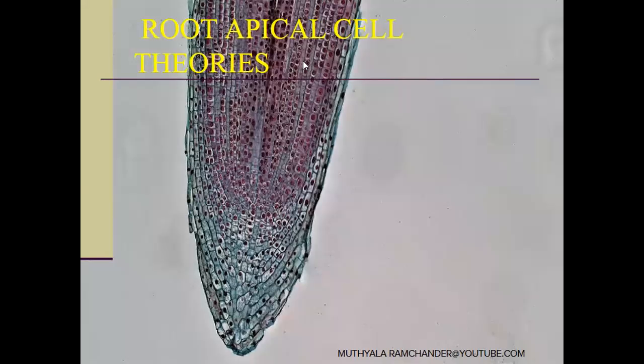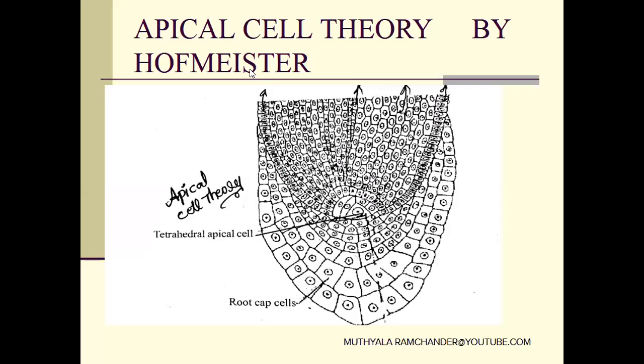Now we discuss root apical cell theories. Root apical cell theories are explained by different scientists in different ways. These theories explain how the complete root part develops. The complete root part contains root epidermis, root cortex, and root stele. These are developed from the apical meristem only. Some theories are important among the root apical cell theories.